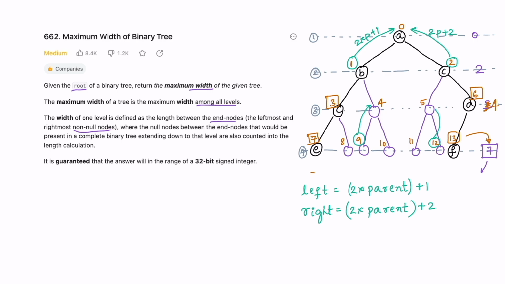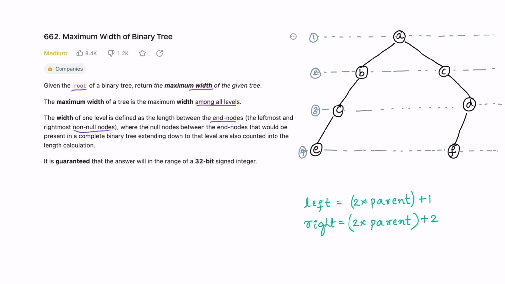Let's try to apply this relationship in the original tree and look at the indices again. Let's go back to the original tree. Here is the original tree again. Let's apply this formula to this tree. We start with index of 0 for root node. Index of left is 2 times 0 plus 1, which is 1. Index of right is 2 times 0 plus 2, which is 2.